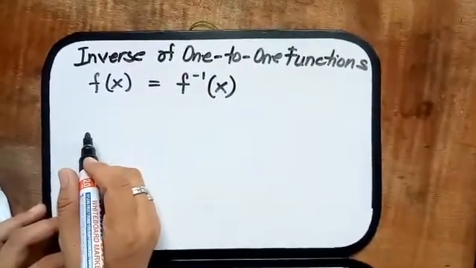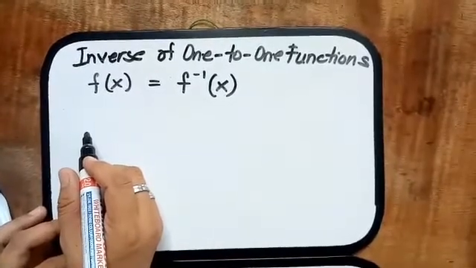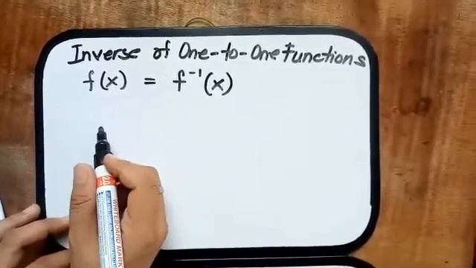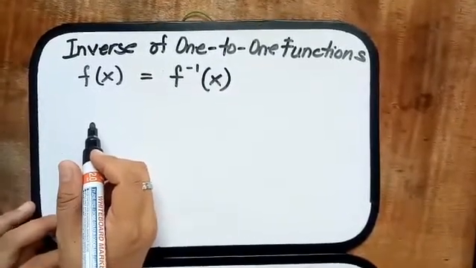First, rewrite the function in the form y equals f of x. Second, interchange the x and y variables. And then the third, solve for y in terms of x.